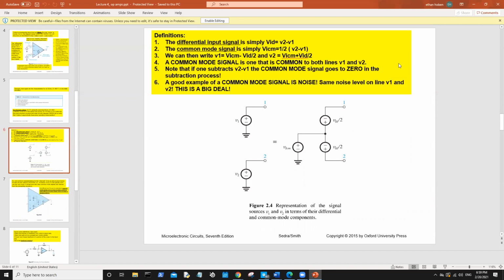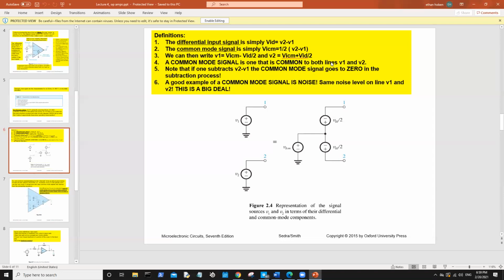Easy peasy. So we have differential input signal, how to calculate that, and how to calculate common mode signals. We haven't been asked explicitly how to do these, but it's definitely good to understand what this is asking. A common mode signal is one that is common to both lines, which makes sense. Why is noise common to both lines? Because noise sucks.